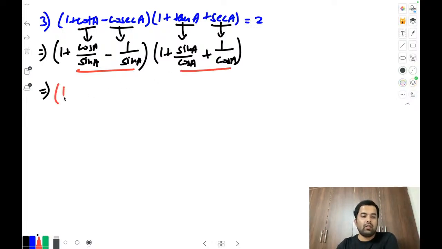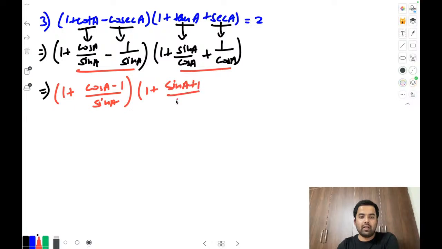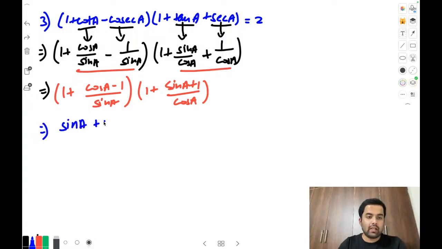Then we'll take the LCM. 1 plus, and here what will come? Cos A minus. This will come after taking the LCM. And the next part will be sin A plus 1 divided by cos A. Okay. Now let's take the LCM here. Here sin A plus cos A minus 1 divided by sin A. Keep it inside the bracket.